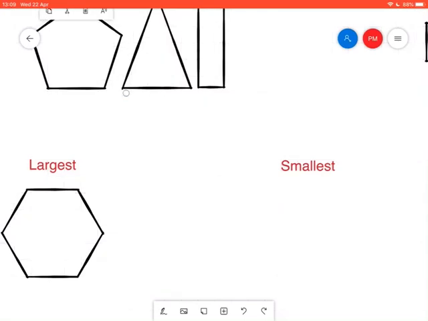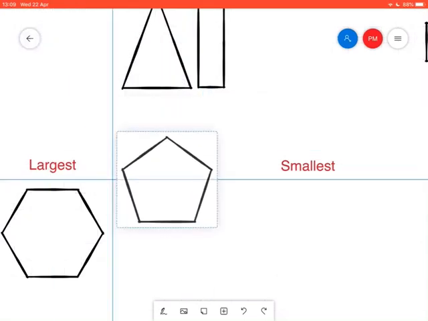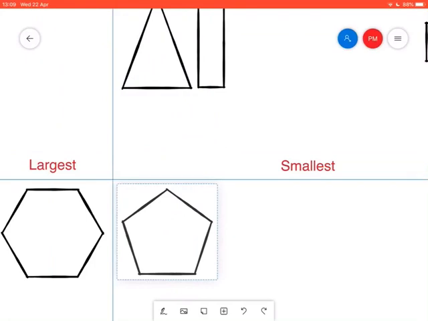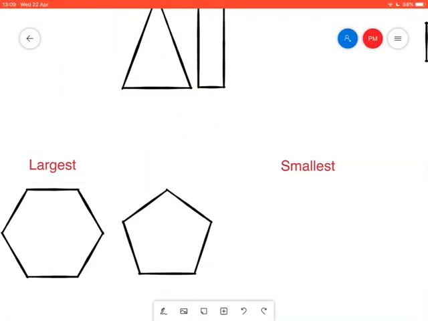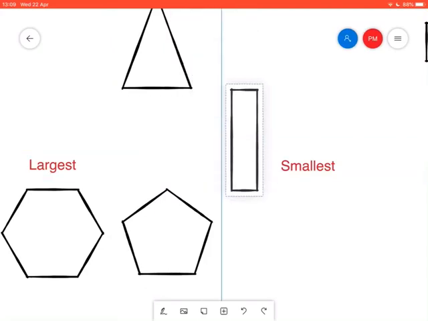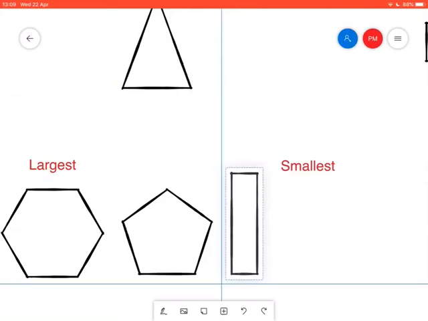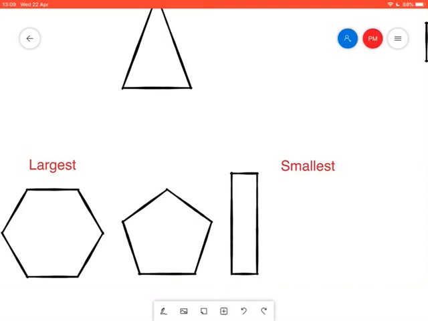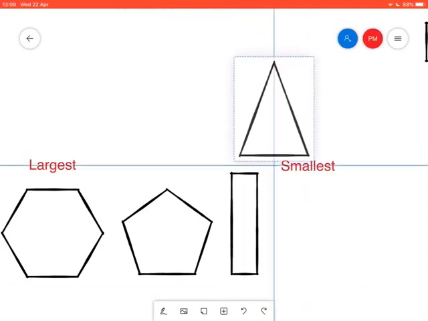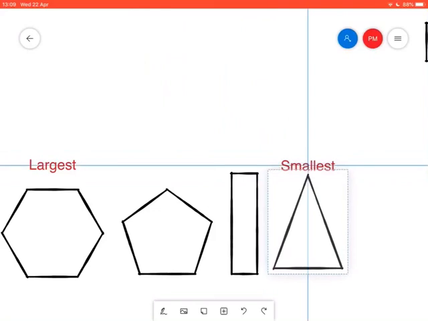The next one then is the pentagon, which has 5 vertices. So it is getting smaller, so we are descending. And then the next one is the rectangle, because it has got 4 vertices. And then the smallest one, of course, is the triangle with its 3 vertices.